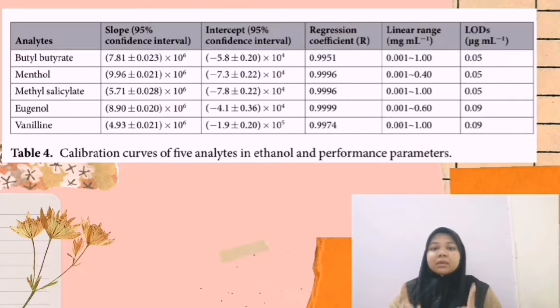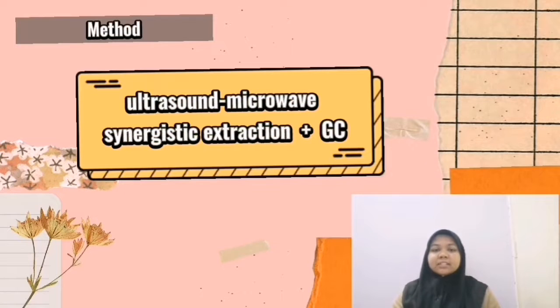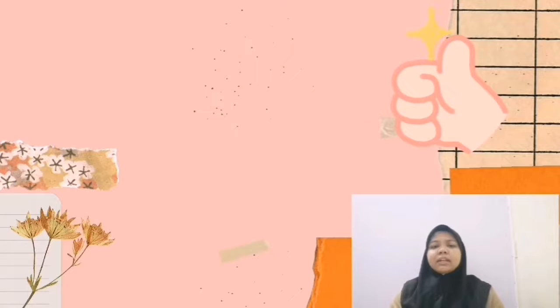Therefore, the above result confirms that the proposed method, ultrasound microwave synergistic extraction coupled with GC, is reliable and appropriate for detection of flavoring agents in chewing gum. In conclusion, the reliable detection of food additives is of significant importance to ensure food safety and compliance with regulation. In this work, a new method for the simultaneous determination of 5 flavoring agent contents in chewing gum was established by ultrasound microwave synergistic extraction combined with GC technology. The flavor agents are effectively extracted from the chewing gum sample through ultrasound microwave synergistic extraction.